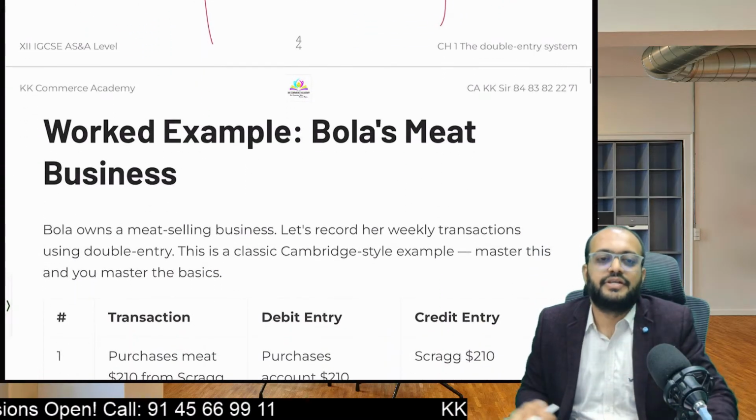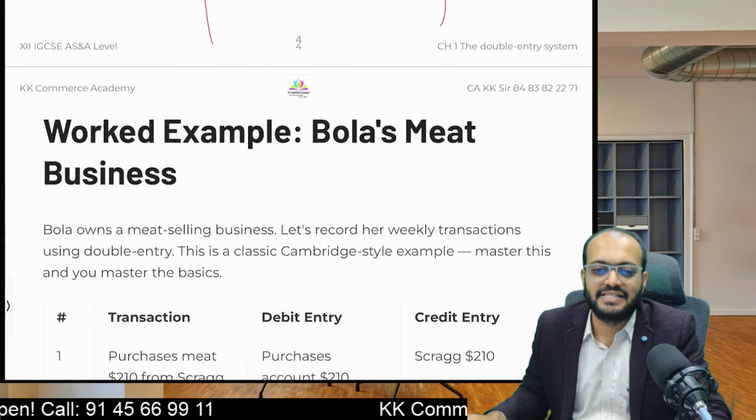Now we have to see the worked example, and now students, get ready with pen and paper. We have to solve something together.